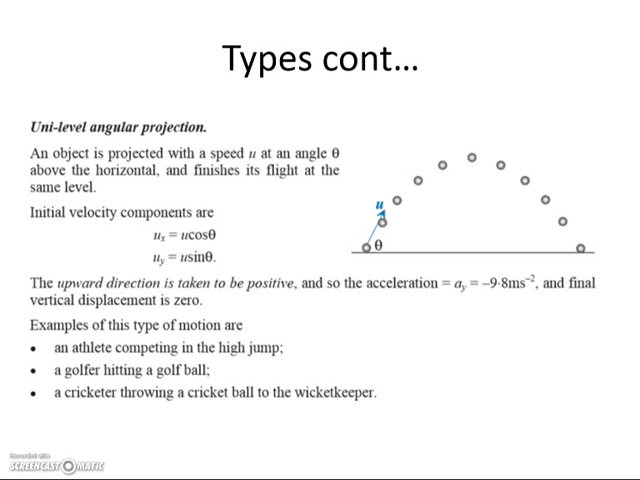The other type of question we might get is called a unilevel angular projection. So basically, when something is on the ground, like kicking a ball or something, and then returning to the same height on the ground. An example of this type might be a high jump, or a golfer, or a cricketer, or, as I said, a footy player, or something like that. And because we have two directions, so the ball will go up and then down, usually we take the upward direction to be positive and the downward direction to be negative.